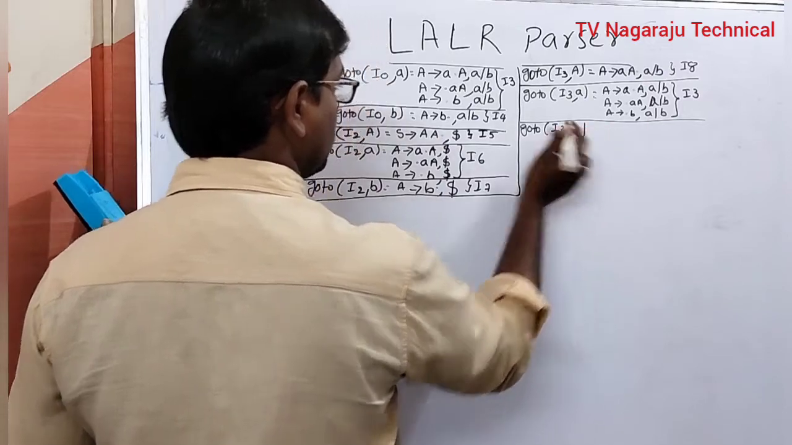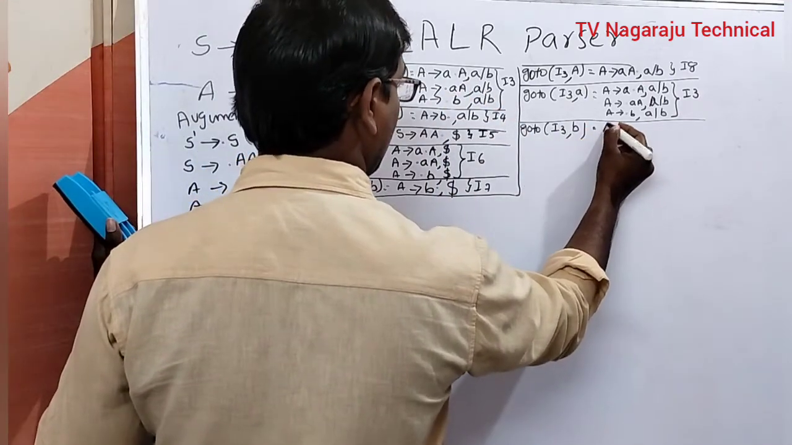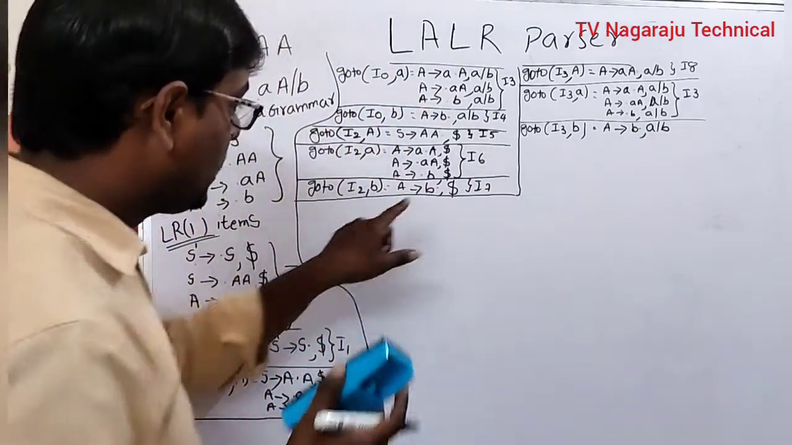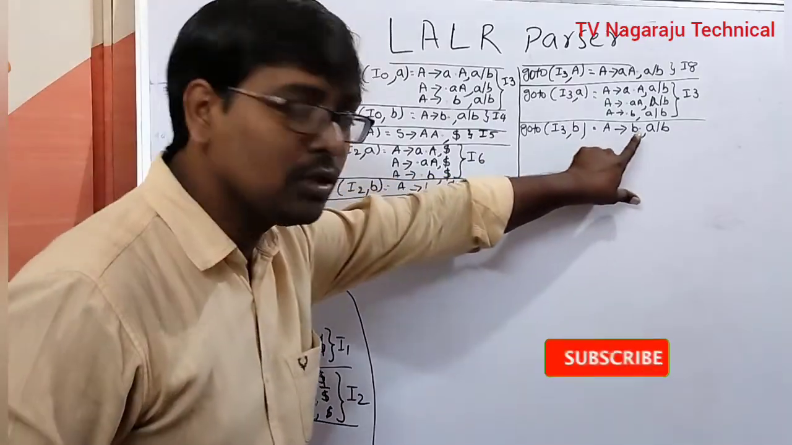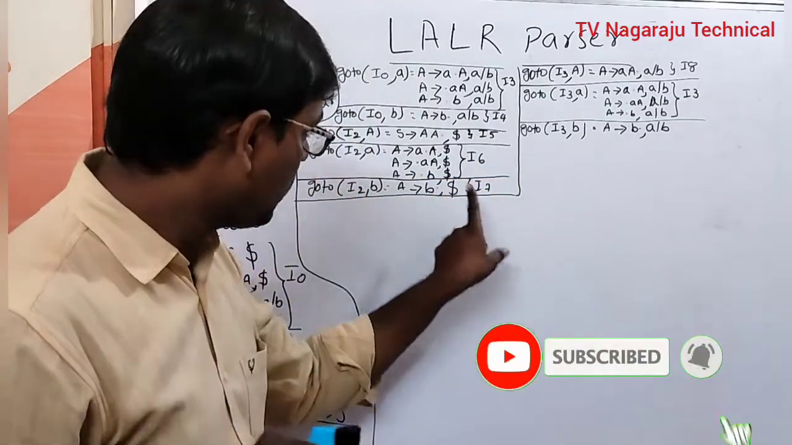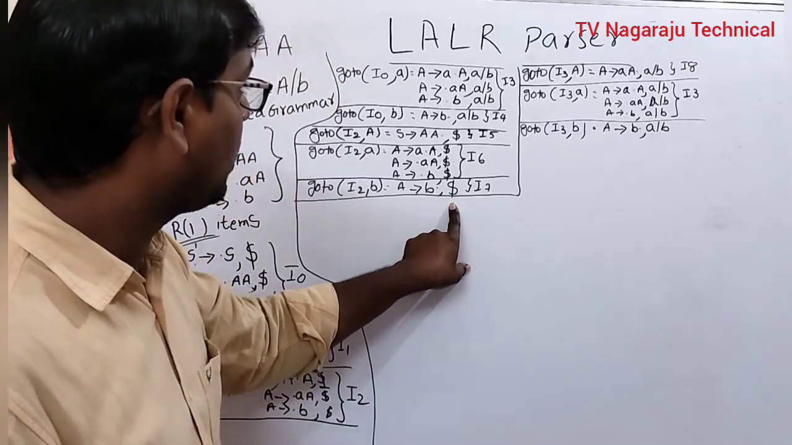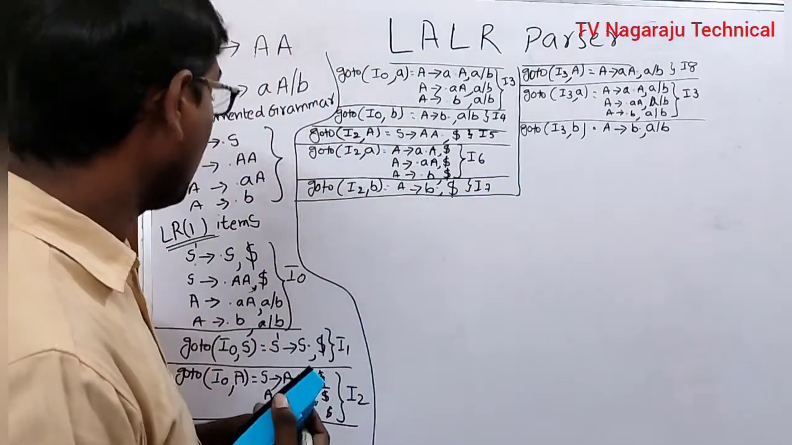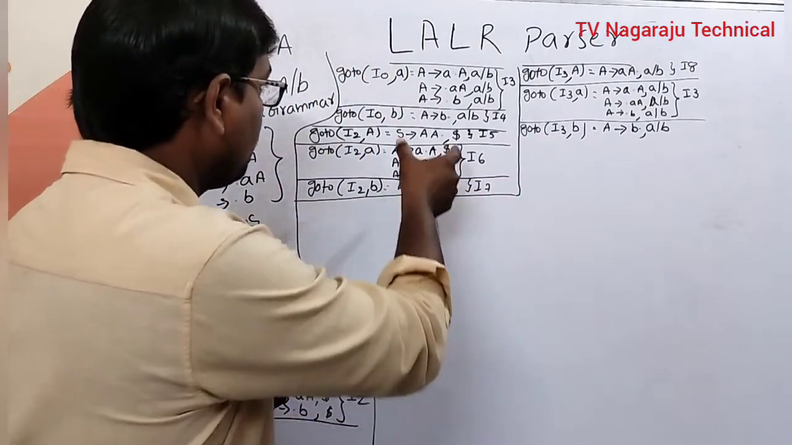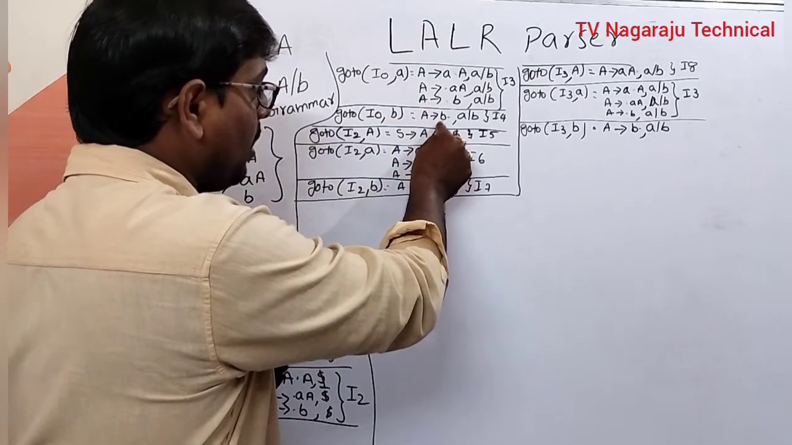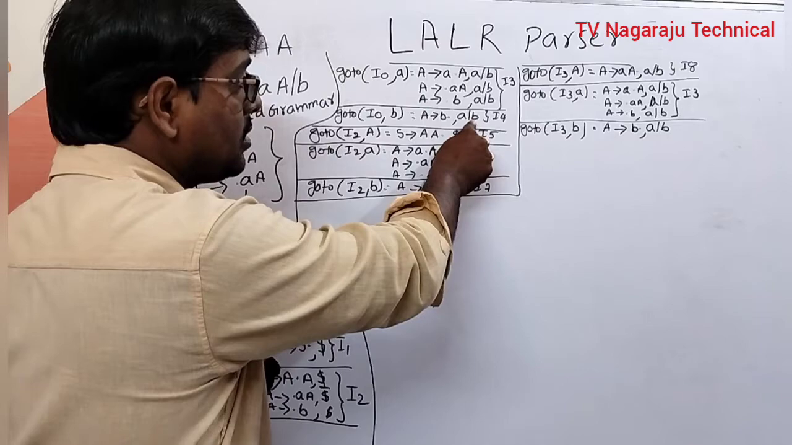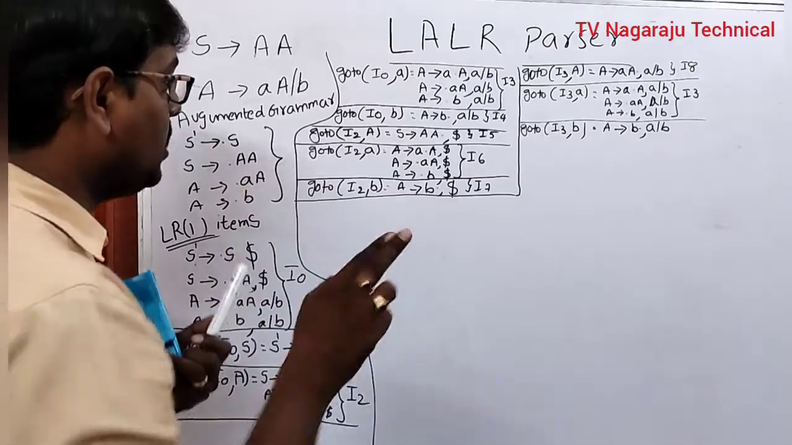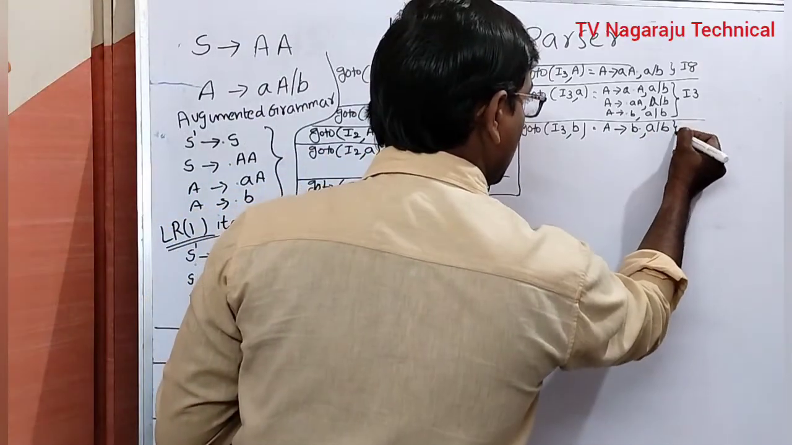Now go to I3 on b. So I3 on b is A tends to b dot, comma a by b. You assume that. So what is I7? A tends to b dot. Here also A tends to b dot. But both are different productions. Why? Here the lookahead symbol is dollar, and here the lookahead symbol is a by b. For example, see this one: A tends to b dot, a by b. Both are the same, right? If both are the same, then this is also I4.